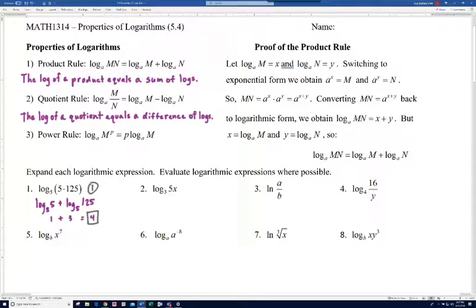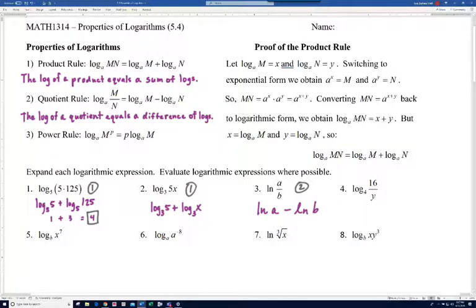Notice on number 2, we also have the log of a product. And so we are going to use property 1, and it'll look like this. The log base 3 of 5 plus the log base 3 of x. Now on number 3, we have the log of a quotient, two numbers divided. So now we're going to be using property 2. This will be the natural log of a minus the natural log of b.